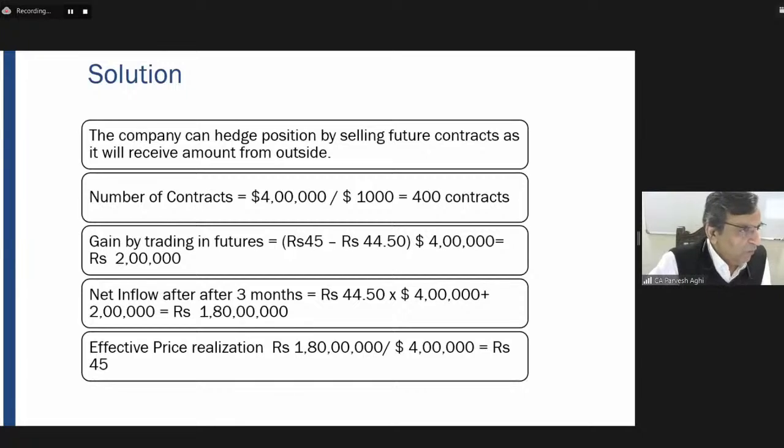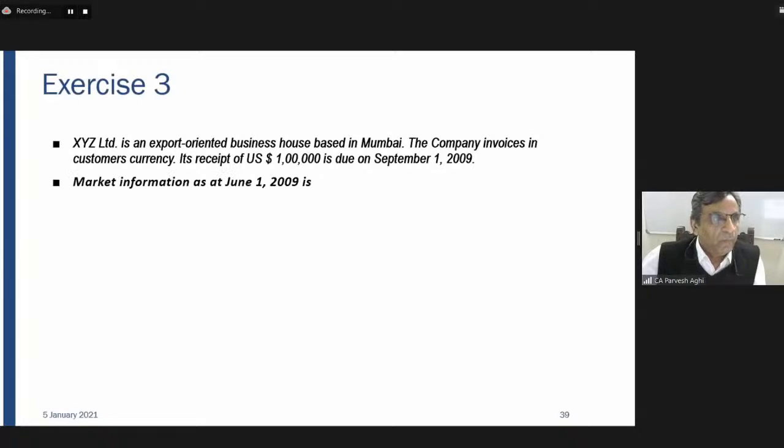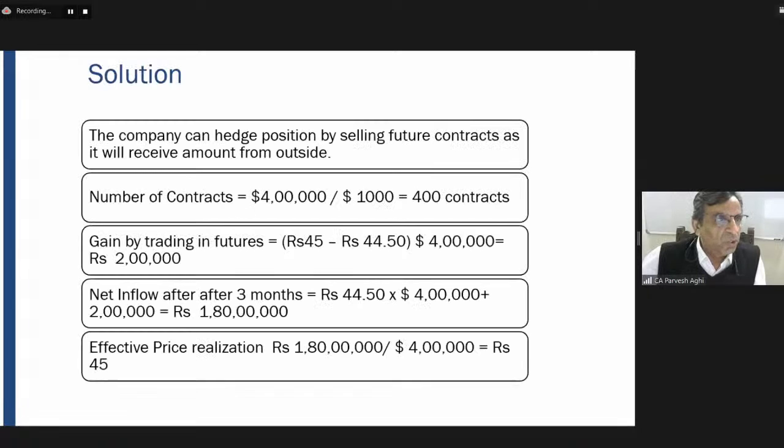So the effective price realization would be 1 crore 80 lakhs divided by 4 lakhs, which is 45 rupees. This is the rate at which he is going to get his money. Okay, fine. So this question we will be doing next time.